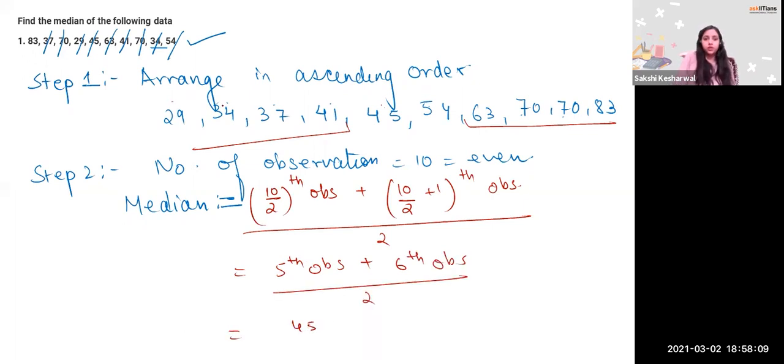45. This is first, this is second, this is third, this is fourth, this is fifth. And the 6th observation is what? 54, right? Divided by 2. So you just add it up. It will be 99 divided by 2, which is equal to 49.5. That is your median. That's your answer, right?